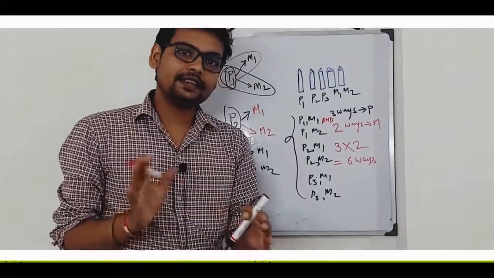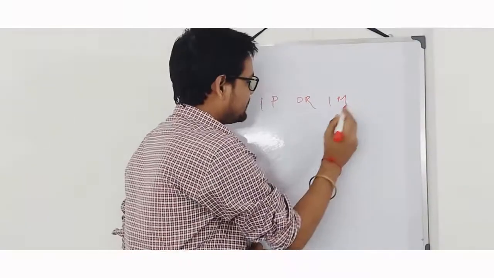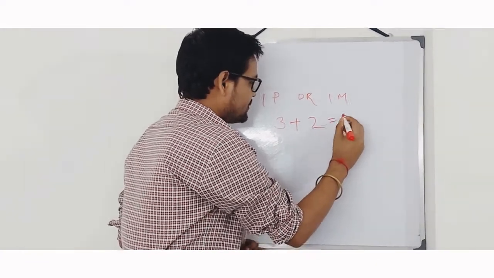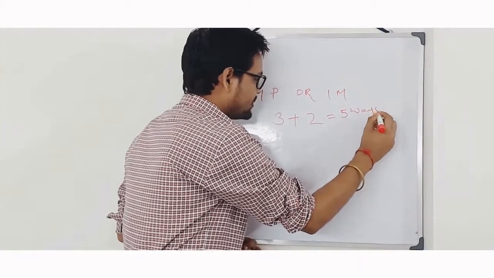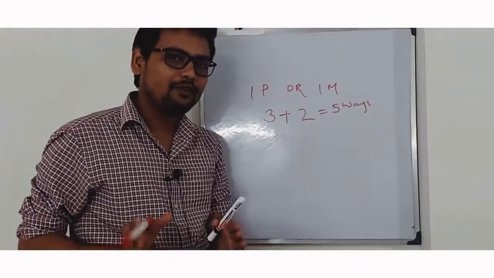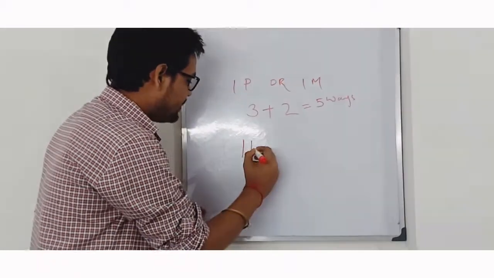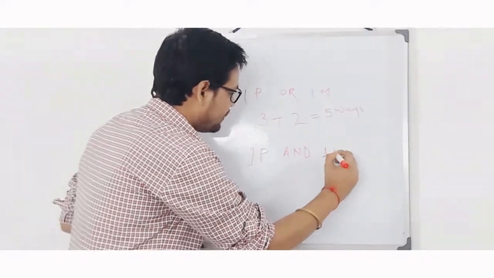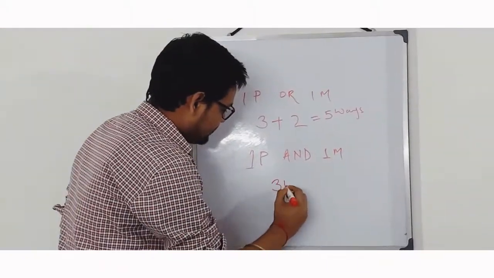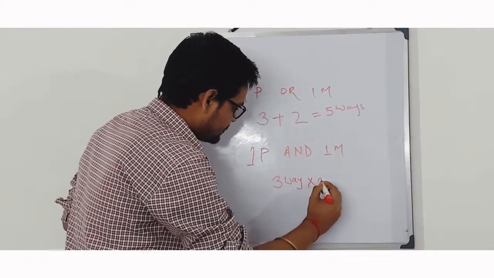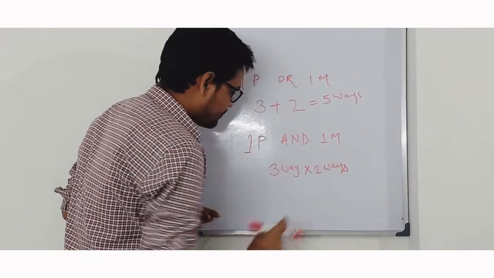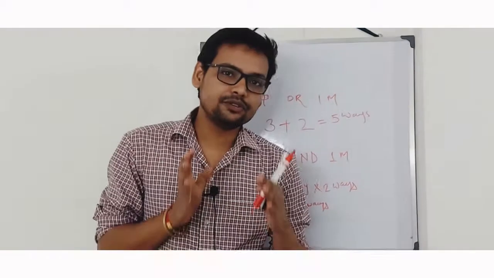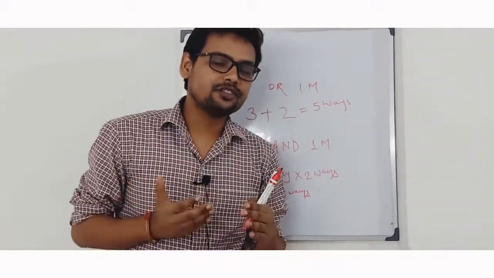So and is another rule of counting. One pen and one marker, 3 ways into 2 ways, total 6 ways. If you understand these 2 rules of counting, trust me, you will be able to solve most of the problems based on permutation and combination.